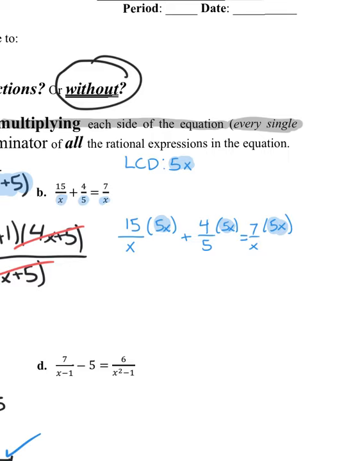But the nice thing about using that common denominator again, I have an x in the denominator and an x in the numerator there that can divide out. On this one, I have a 5 in the numerator and denominator that can divide out. And on the other side of the equation, I have an x in the denominator and the numerator that divide out. So let's write out what we have left after all those fractions go away. I have 15 times 5 plus 4 times x equals 7 times 5.